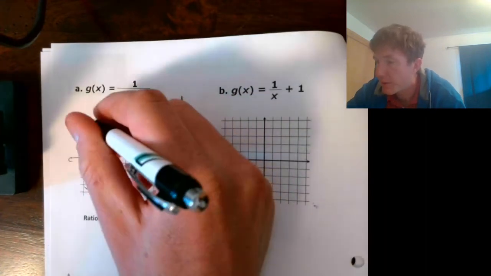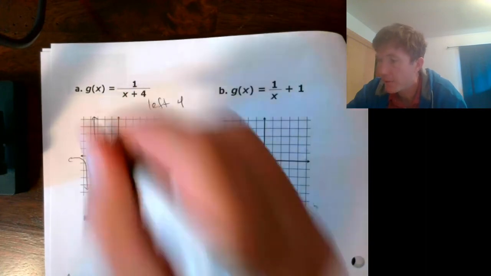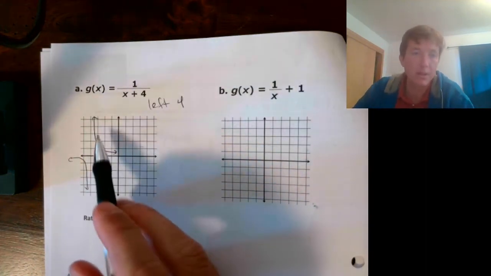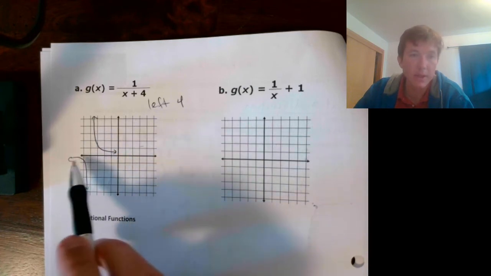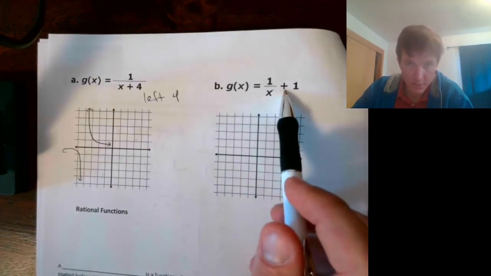So our graph, this is just a really rough sketch here. We move to the left 4. We have an asymptote at x equals -4, y equals 0. This is a shift upwards 1.